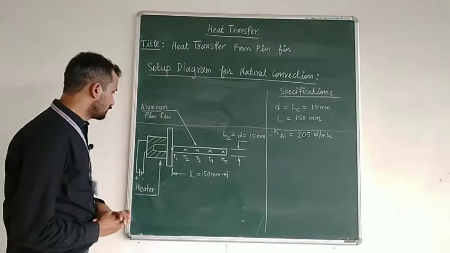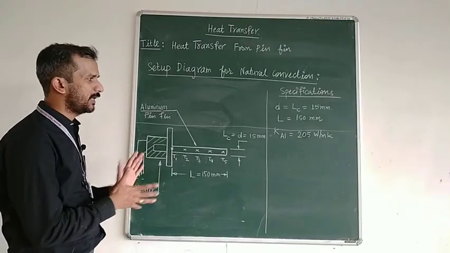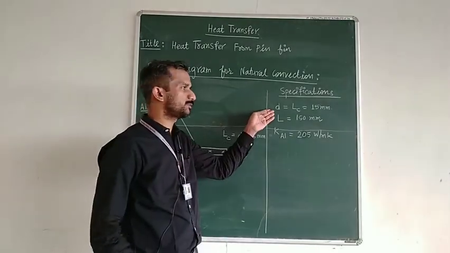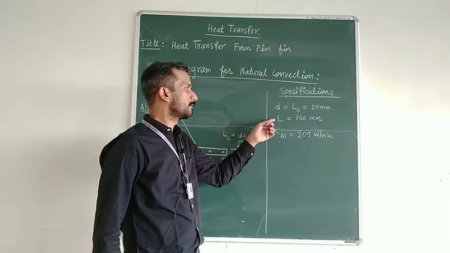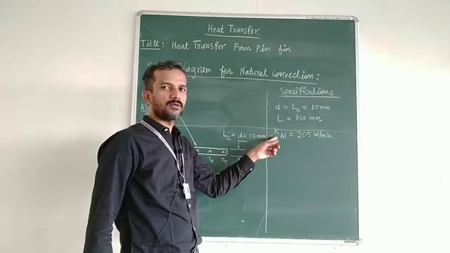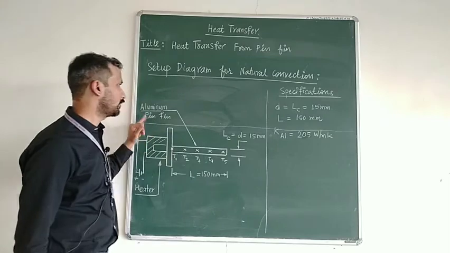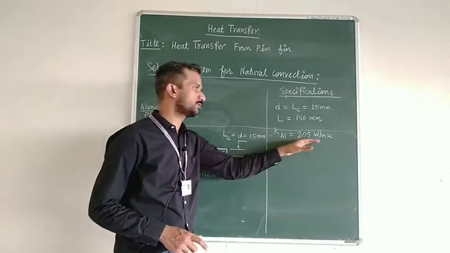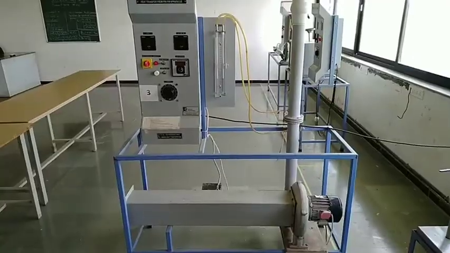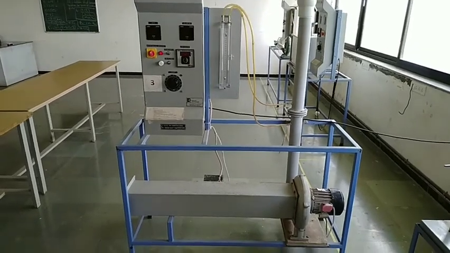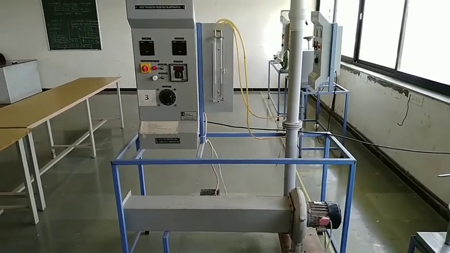Then there is a heater. So this is a simple analysis. These are the required specifications for the calculations. Length, and this is the aluminium conductivity. The fin is made of aluminium, so the conductivity of aluminium is 205 watt per meter Kelvin. So this is the setup for heat transfer from the pin fin apparatus.